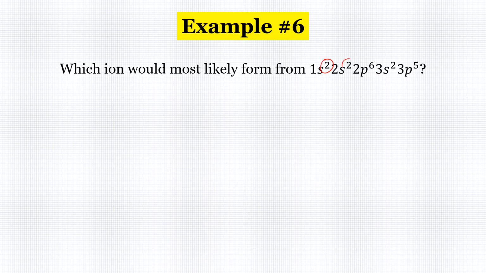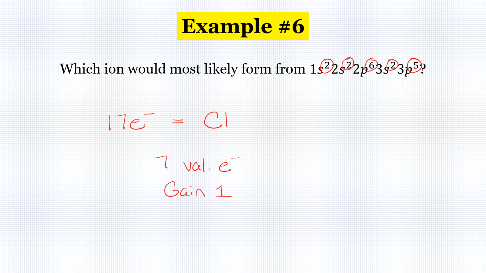All right, in this 6th example, let's go ahead and see what we have. So let's begin by counting up the number of electrons. So in this case, there are 17 electrons, which makes me think chlorine. Now, chlorine has 7 valence electrons. And if it has 7 valence electrons, it is going to gain 1 electron to get that 8. And the question says, would most likely form. So we've got 17 electrons showing, which indicates chlorine. It's going to gain 1 electron, so it's going to have a negative charge.